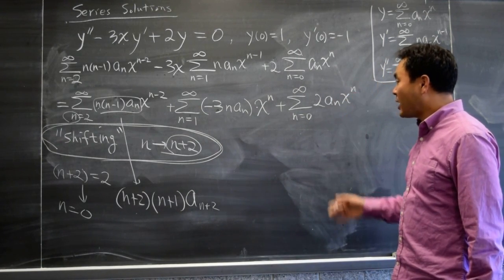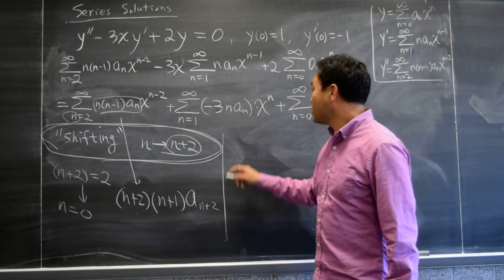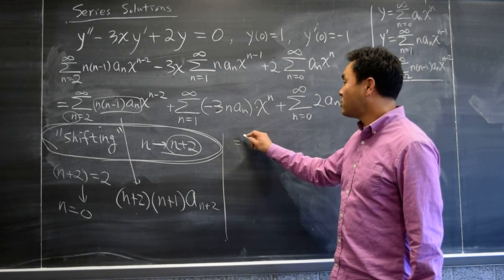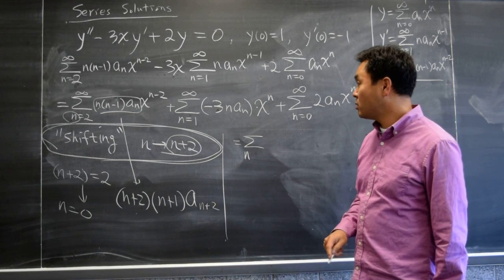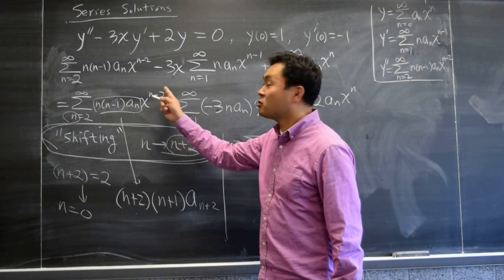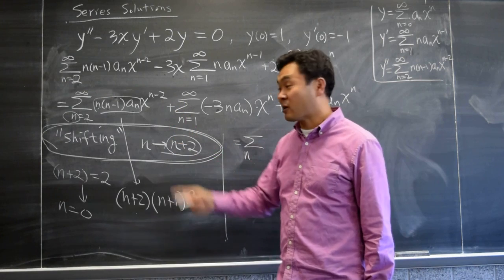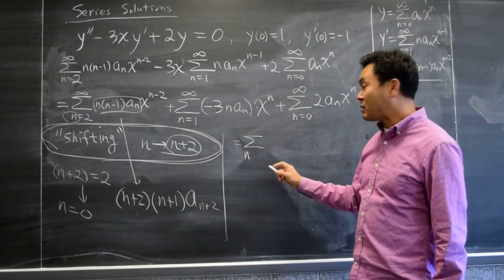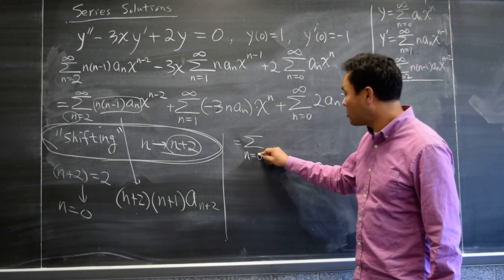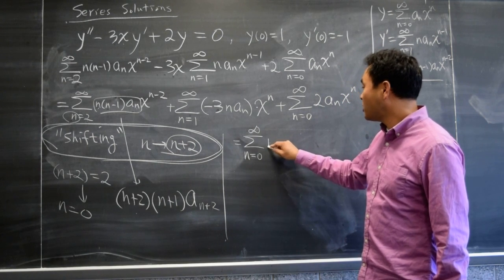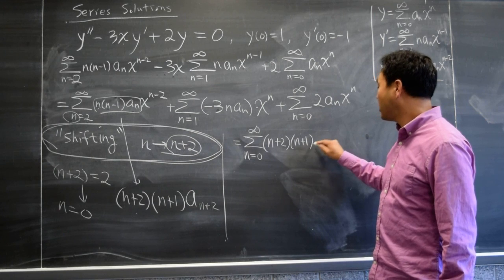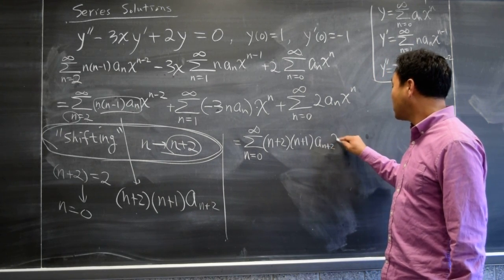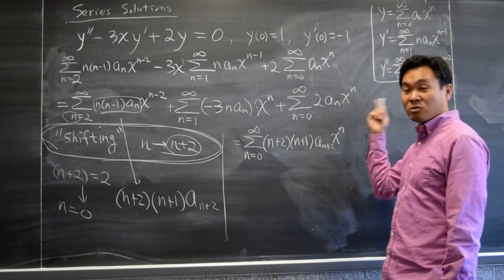So after doing this shifting, here's what you end up with. You get sigma. You didn't shift the x, so the x to the n plus 2 minus 2 will turn into x to the nth power. Okay? So this is what you get after the shifting. n starts from 0 to infinity, and you get n plus 2, n plus 1, a_{n+2}, x to the n, and the other ones stay the same.